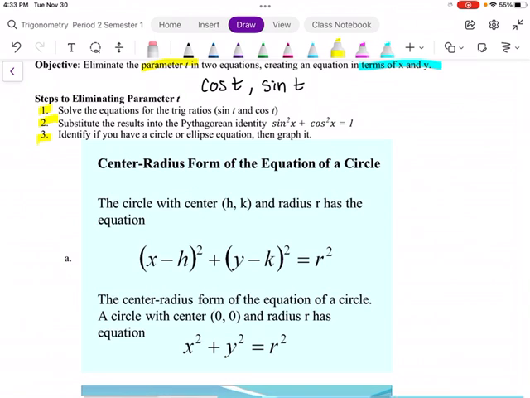We are first going to be given two equations, and with those equations, we are going to solve for the trig ratios. And that means we're just going to get sine and cosine by themselves on each side of the equal sign. Then we're going to substitute the results into the Pythagorean identity of sine squared plus cosine squared equals 1. And we are going to identify if we have a circle or an ellipse equation after that, and we are going to be graphing those. And hopefully this graphing is review for you because you should have done this last year in Algebra 2.